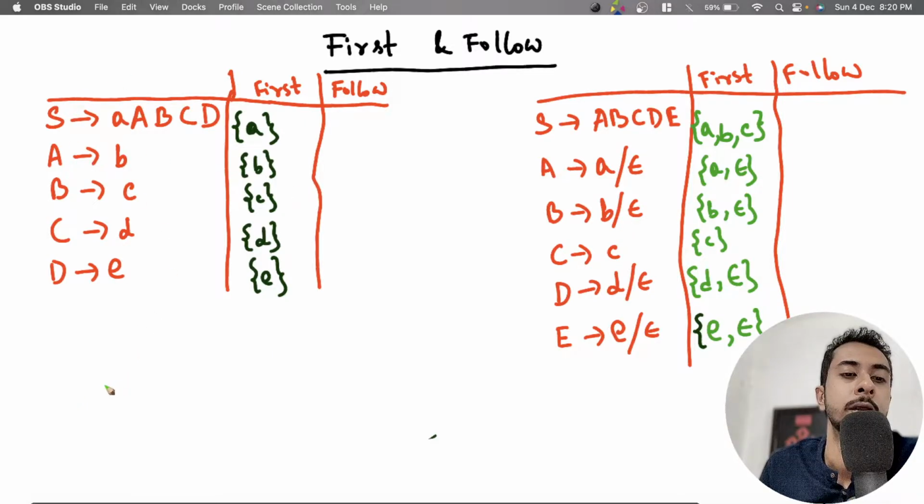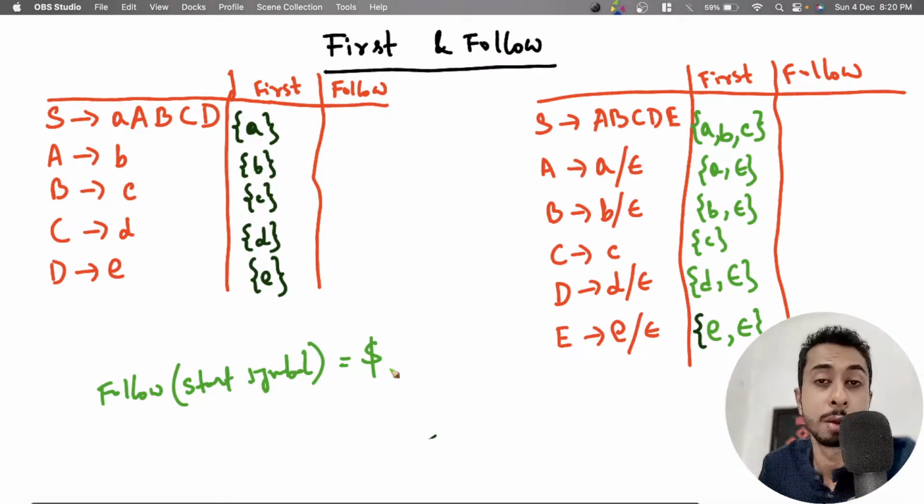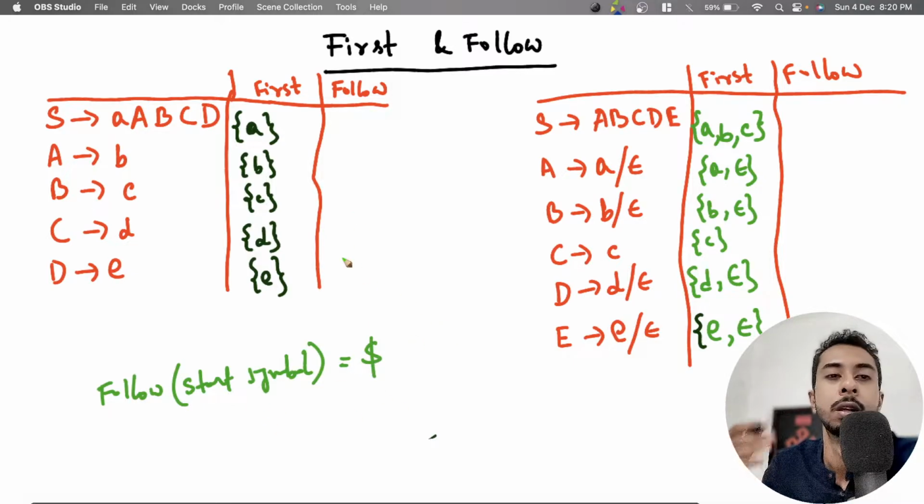So always remember the follow of start symbol is always dollar. Okay, because the entire string will be followed by dollar. Dollar means it is the end of the string. It is used to mark the end of a string, right? So always dollar will be present whenever I derive something. So dollar will be at the end, right? So follow of start symbol will always be dollar.